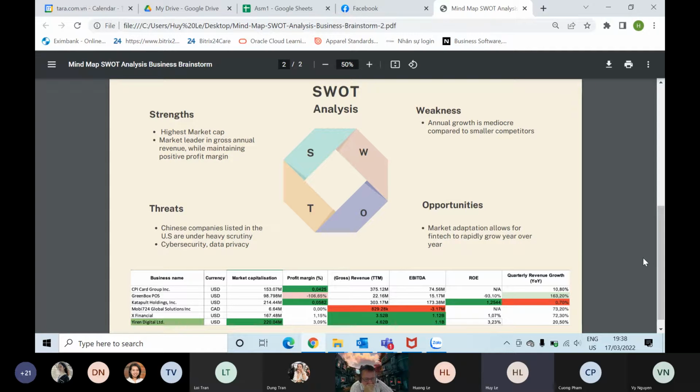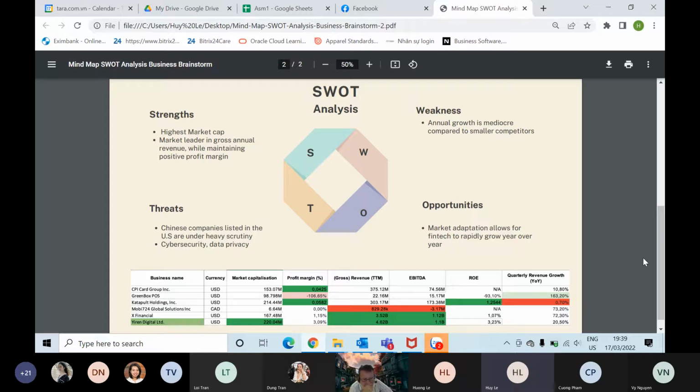Out of all the companies, we picked Year-End Digital to do a SWOT analysis. The strength of the company is that it is currently at the highest market cap based on its gross revenue, and even though it is the market leader, it is able to maintain a positive profit margin. Its weakness is that, although it is a large company, its annual growth, indicated by quarterly revenue growth, is less than its competitors, and that does reflect on how the companies are valued.